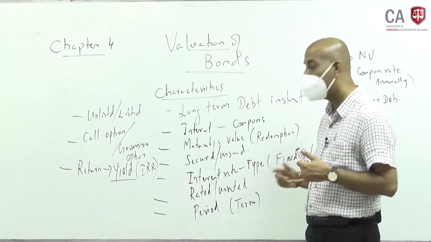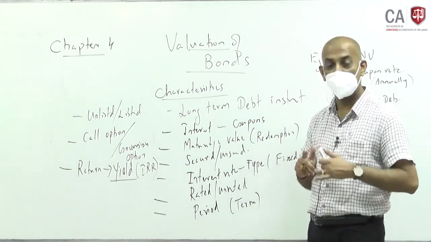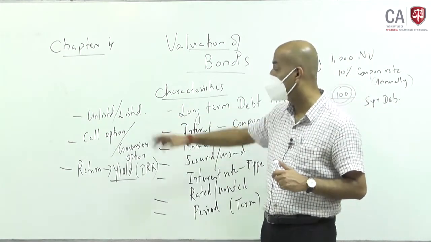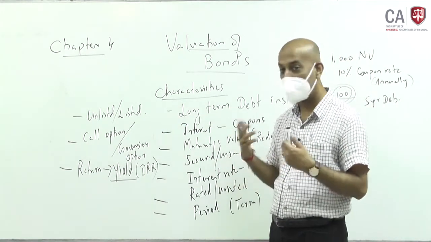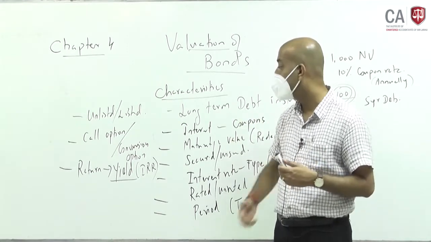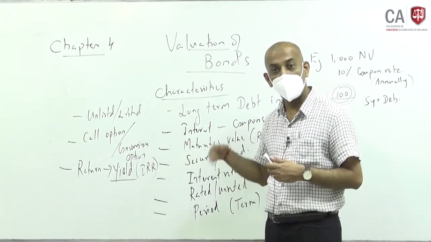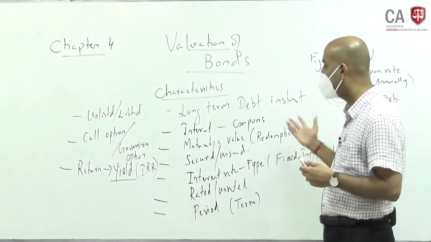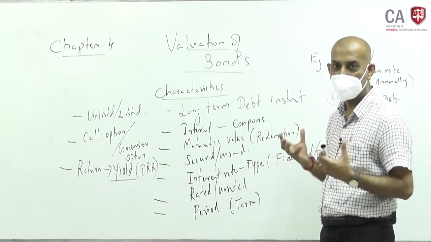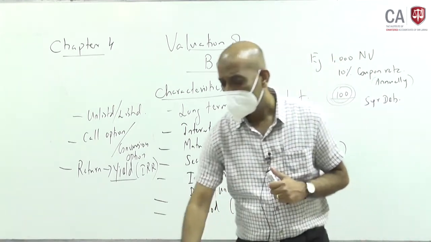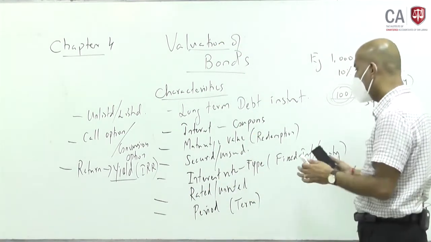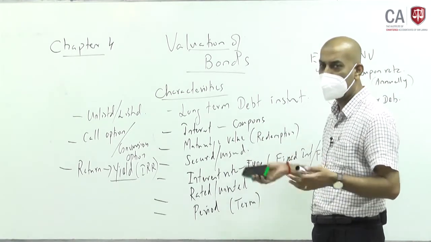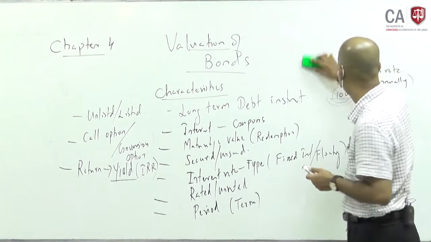Tenor means the period. Whether it's secured, unsecured, whether rated or unrated. And then you have a listed or unlisted nature, so that I can raise money or realize my money later. Call option is there or not? Conversion option is there or not? So you will see there are a lot of characteristics a bond can have. Mostly these characteristics are of private sector corporate bonds, but some are definitely applicable to government bonds also.